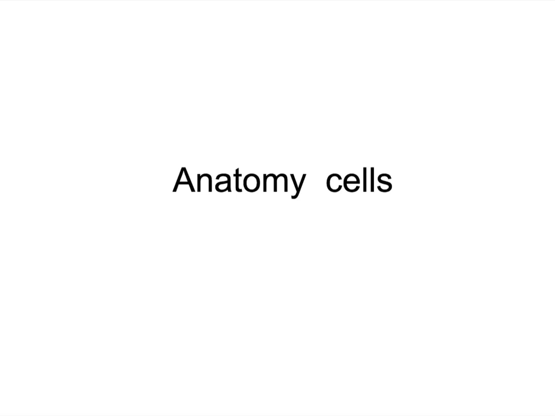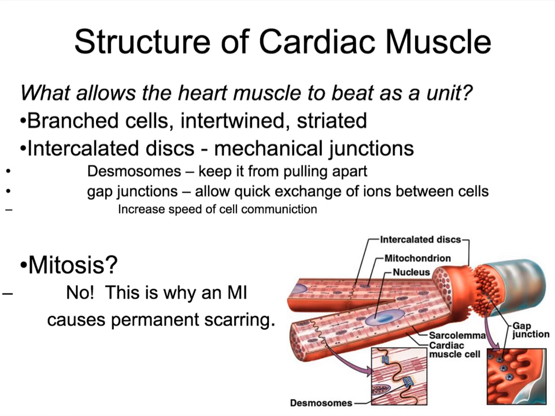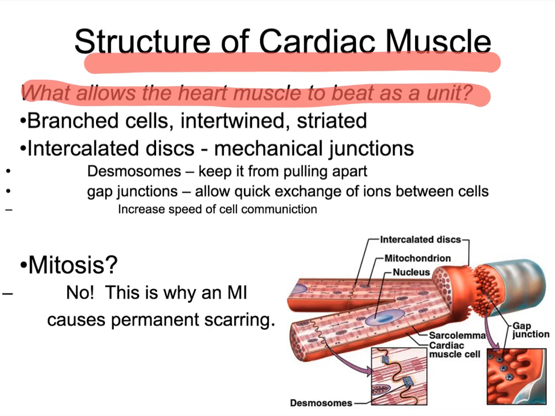Now we want to get more cellular. We want to take it down a level and get to the cellular level. So we're going to talk about cardiac muscle cells. The structure of the cardiac muscle cell is going to be really important to allowing the heart to beat as a unit. The structure of these cells is what's going to keep it beating all together.